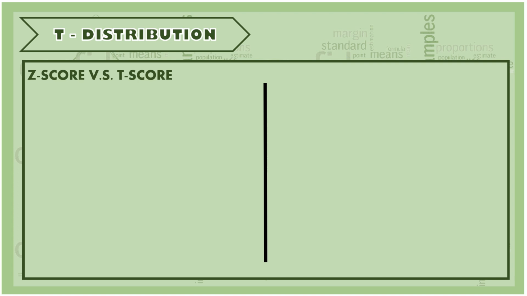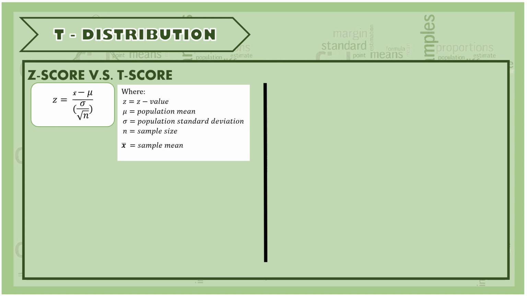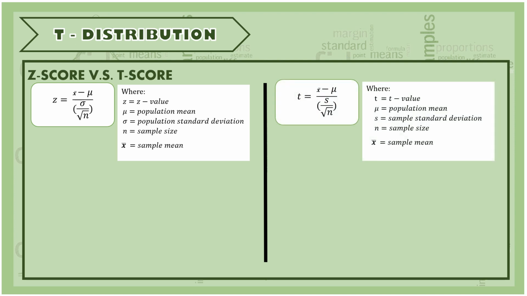Now, let's differentiate z-score from t-score. This formula represents the z-score, where z is the z-value, mu is the population mean, sigma is the population standard deviation, n is the sample size, and x bar is the sample mean. On the other hand, this formula represents the t-score, where t is the t-value, mu is the population mean, s is the sample standard deviation, n is the sample size, and x bar is the sample mean.